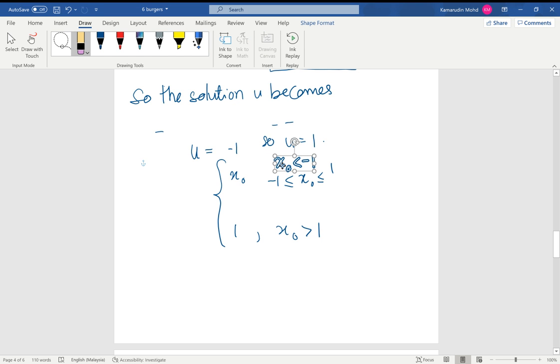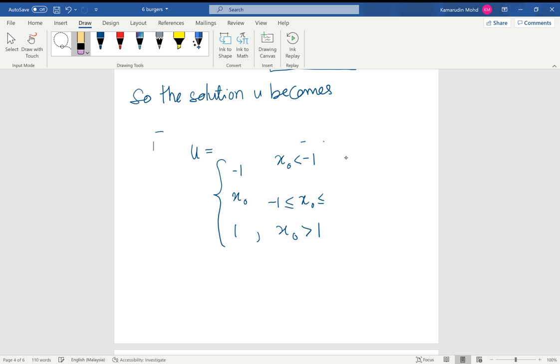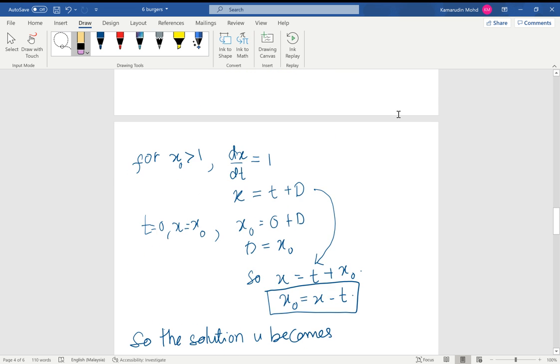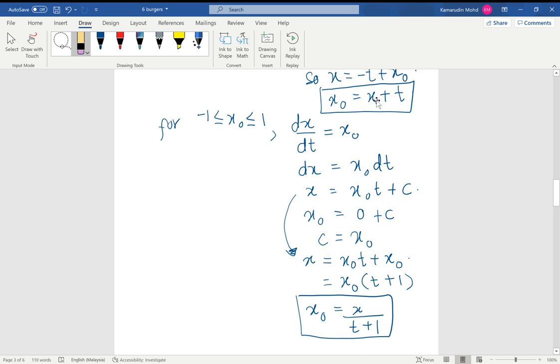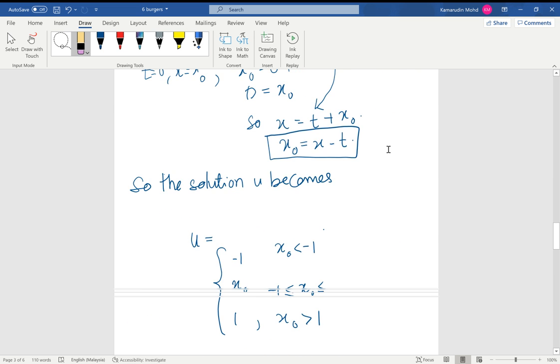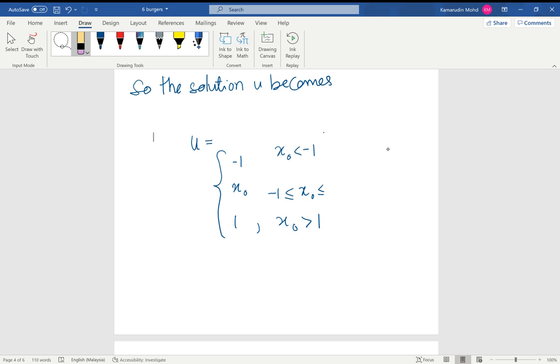Here for the first solution, what we do is we replace. This is our original solution u. Now we already have the term for x naught. Here x naught we can replace from the previous solution that we have. The first case x naught is x plus t, so the solution becomes x plus t.